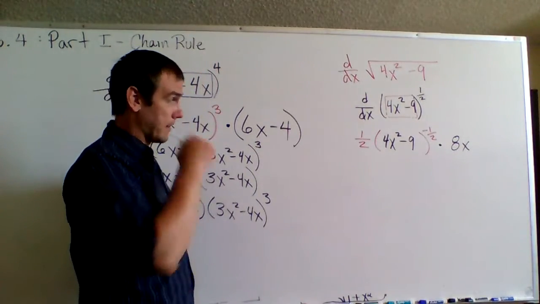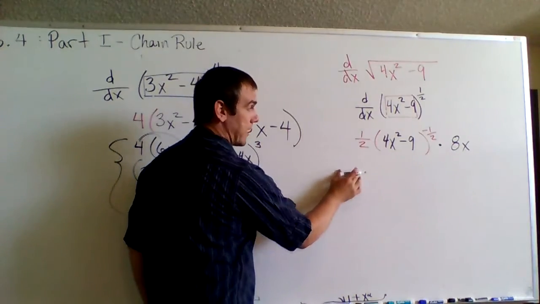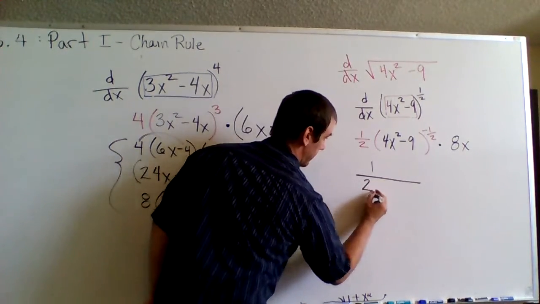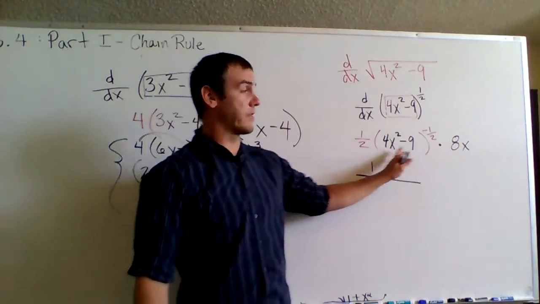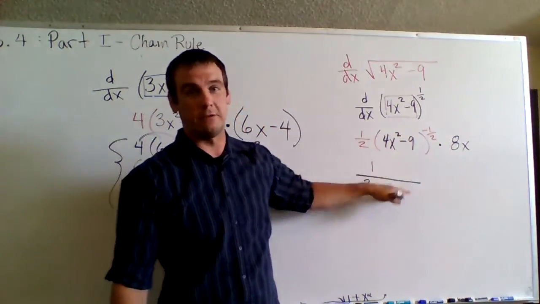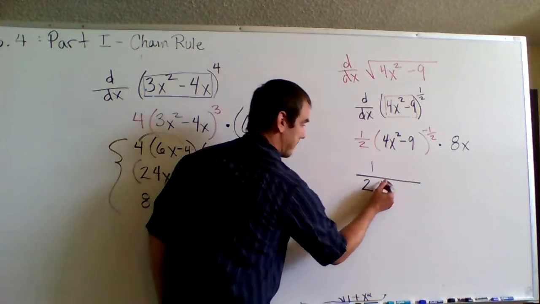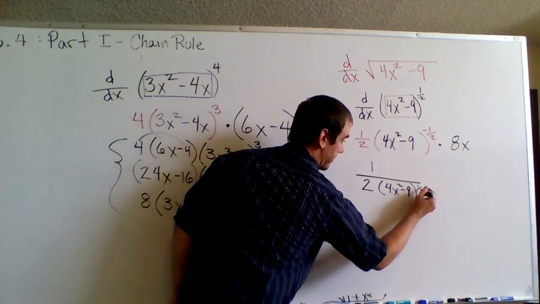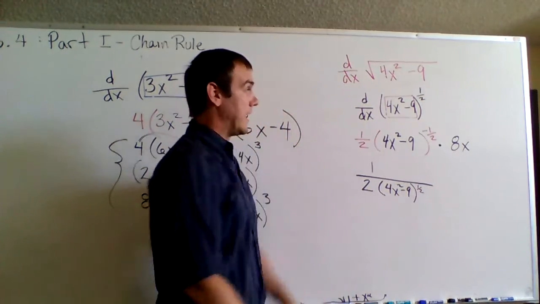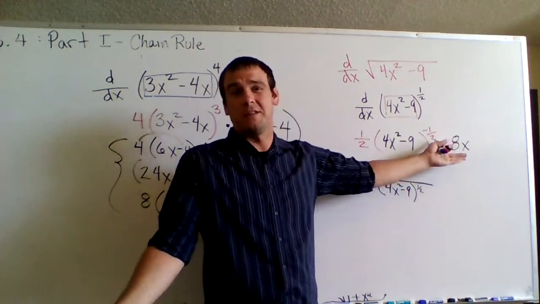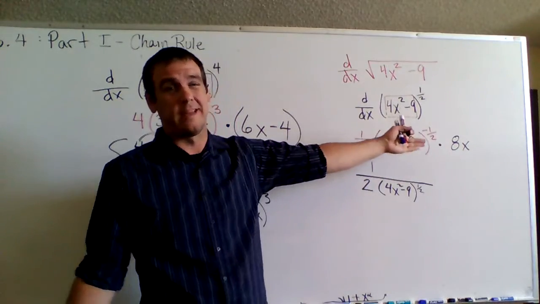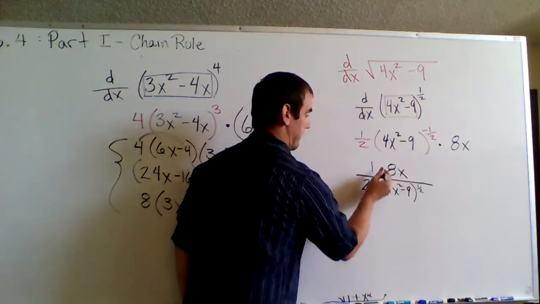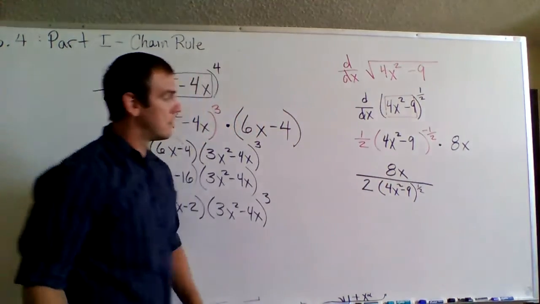So I'm going to rewrite this. When I rewrite this, I see 1 over 2. Here, this is a negative exponent, so I'm going to bring it down to the bottom and make it a positive exponent. 4x squared minus 9 to the positive 1/2 now. My 8x, there's no reason for that to be on the bottom. It's not a fraction. It doesn't have any negative exponent. It's just going to be on top. So I don't really need to have times 1 there anymore.